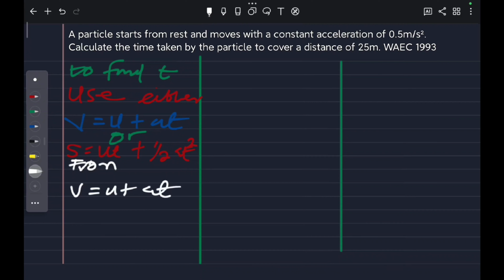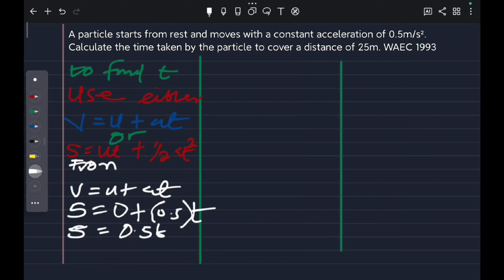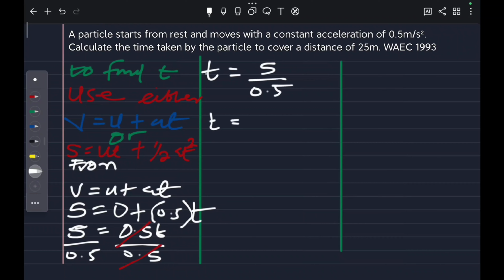Hence, from the first equation of motion, V is equal to U plus AT, so that 5 will now equal 0 plus 0.5 multiplied by T, so that 5 will equal 0.5 T. Divide through by 0.5, 0.5 will cancel 0.5, so that T will now equal 5 divided by 0.5, then T equals 10 seconds. Take note of that.